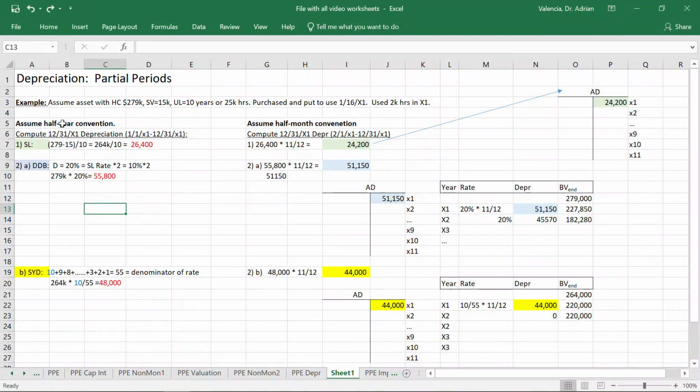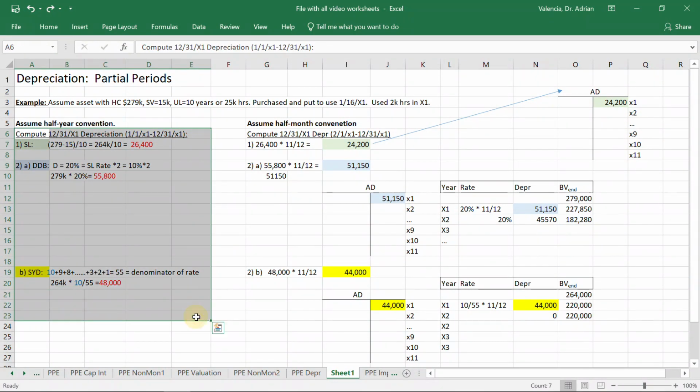So let's change the assumption here of a half-year convention. If you recall, if we use a half-year convention, it means that if I put that asset to use before the half-year mark, then I depreciate it for the whole year. Otherwise, I depreciate half a year if it is put in place after half of the year. So in our case, for the half-year convention, using a calendar year, I told you that asset was placed to use on 1/16/X1. So the halfway point would be June 30th. Because it's put to use before June 30th, we depreciate the whole 12 months from 1/1 until 12/31. And that's what we did in that previous example. So if you want to refer to that to see how we computed these numbers, go ahead and do that.